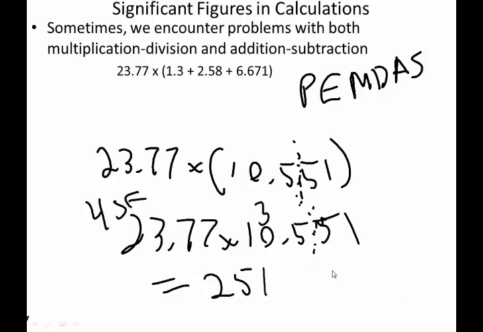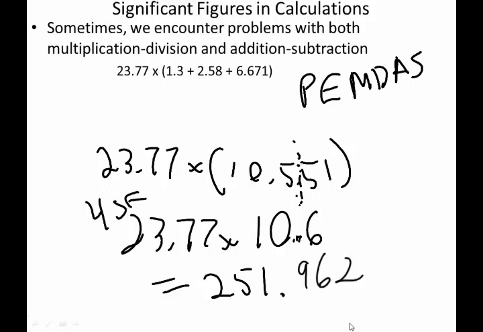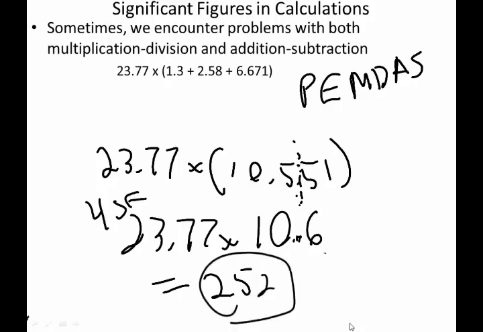Now, I'm not going to be a huge stickler about this. I am going to be a stickler in that you need to end up with the right number of significant figures. But if you were to round this to 10.6, and gave me the answer that came out of that, which is slightly different, 251.962, rounding up to 3 significant figures would actually give us 252. You see how there's a slight difference there? I would accept that for the purposes of this class. I only express this so that you would know what is correct.